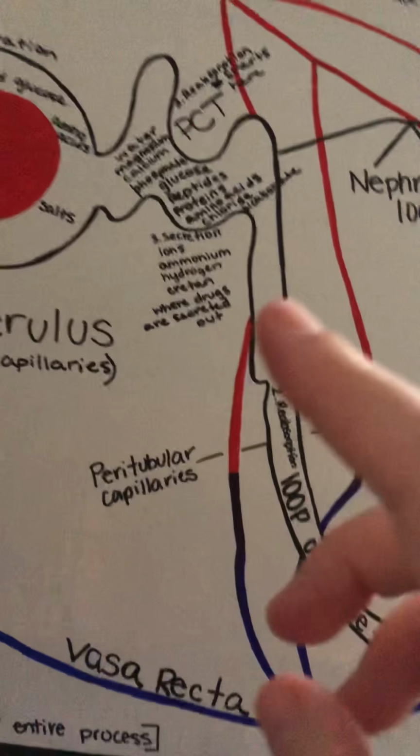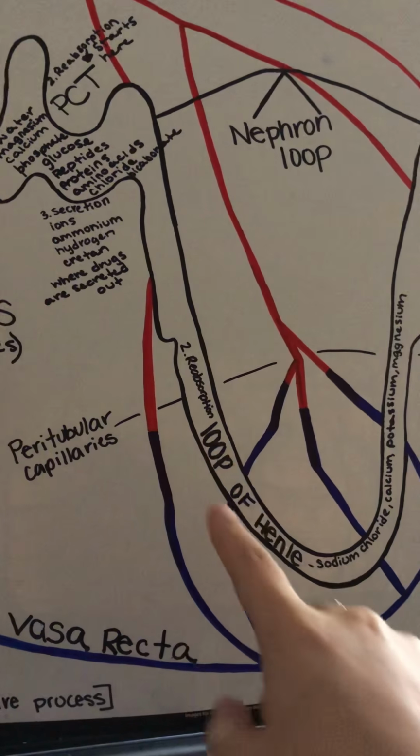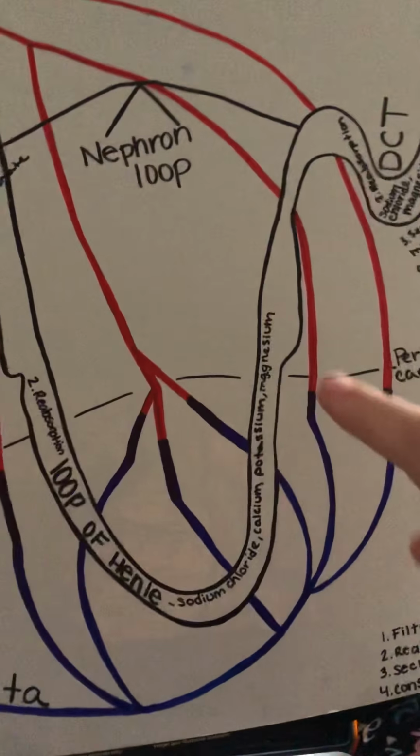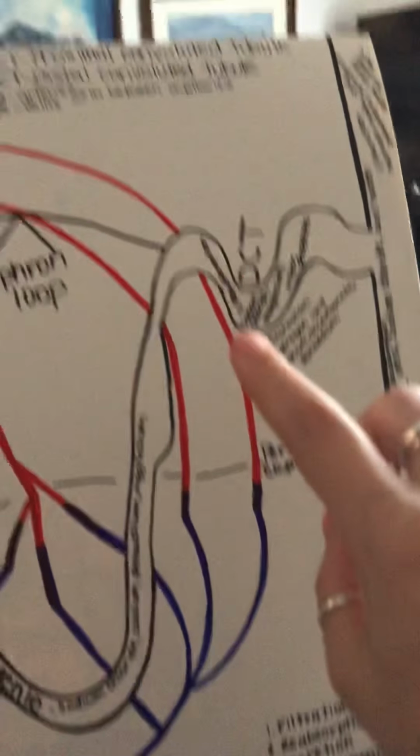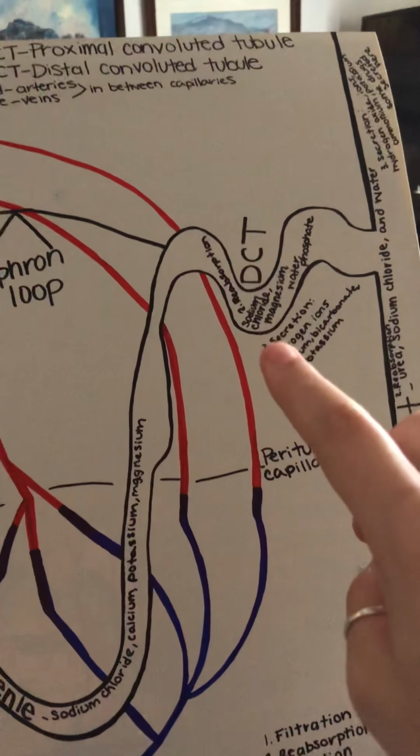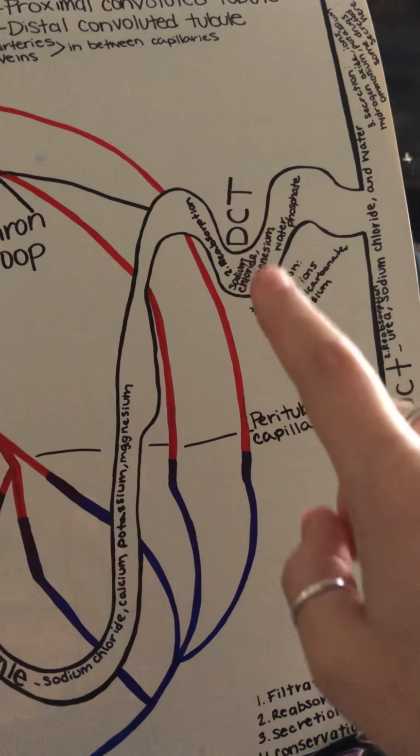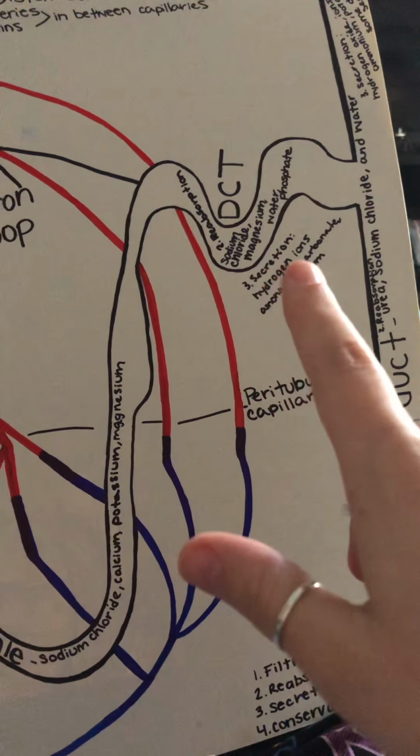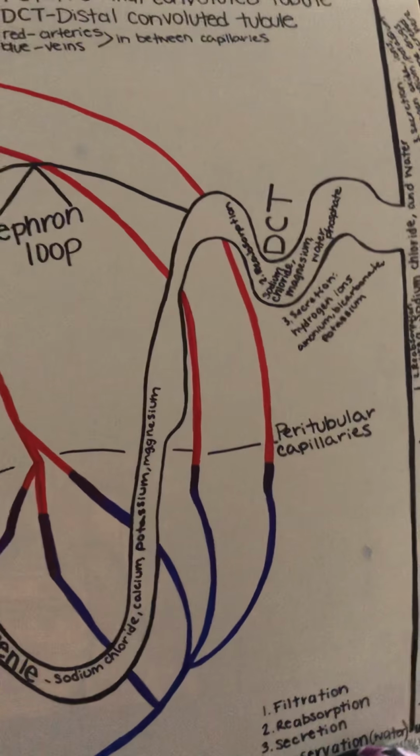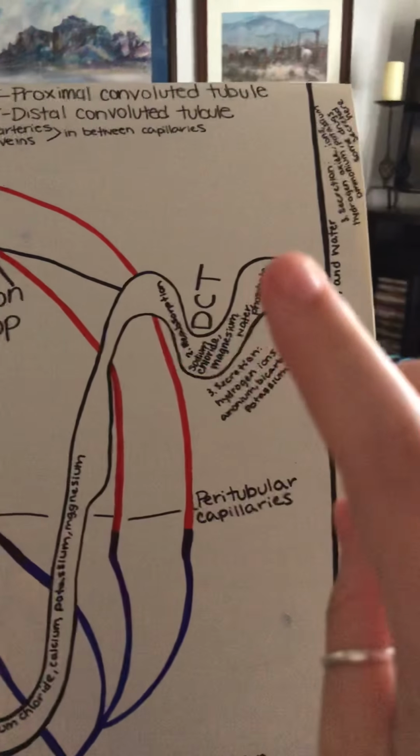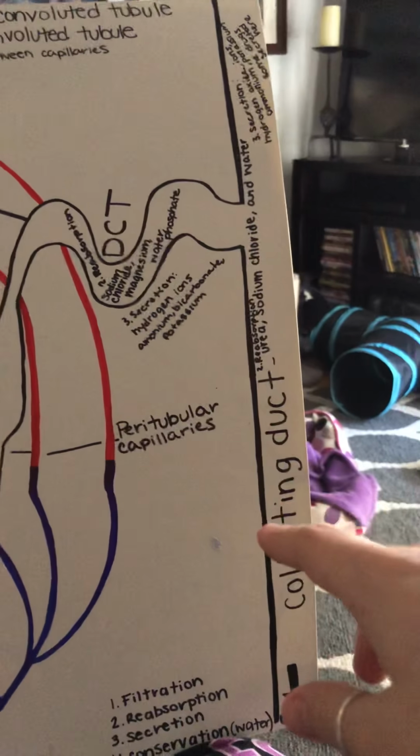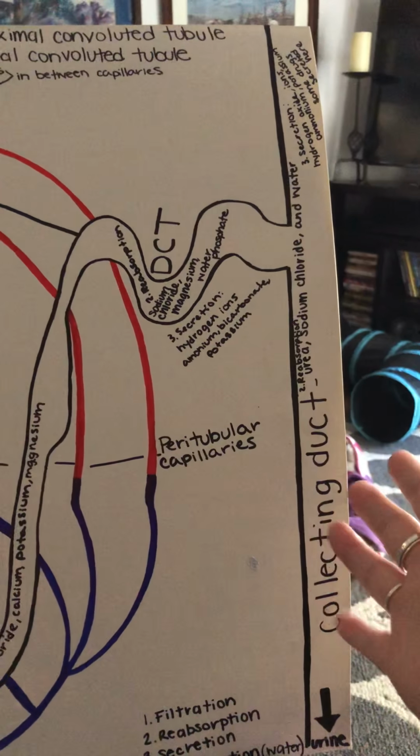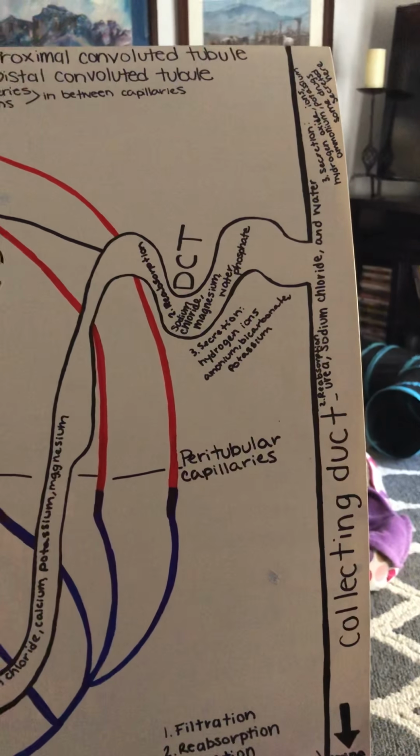From the PCT, reabsorption will happen in the loop of Henle. I know that's not on the list, but it's important. And from the loop of Henle, we'll go over to the distal convoluted tubules, and reabsorption will occur here. Some of the things that will be reabsorbed are sodium chloride, magnesium, water, and phosphate. From the distal convoluted tubules, we'll go over to the collecting duct. Reabsorption also happens here, and what is reabsorbed is urea, sodium chloride, and water.